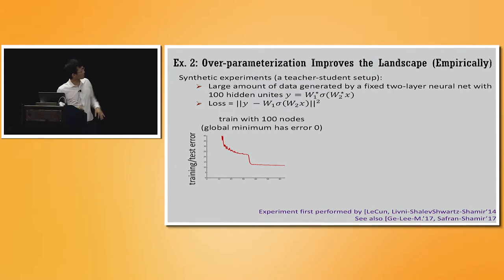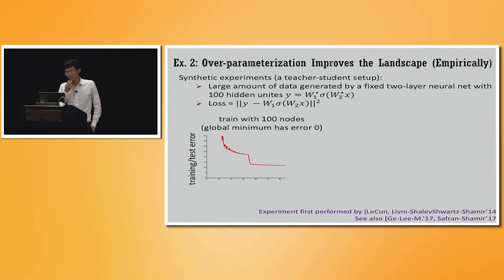Because we are using an almost infinite amount of data, training error and test error don't really differ, so I just draw one curve. We see that both the training and test error plateau after some point. You can tune this experiment more carefully, for example decrease the learning rate, but in any case, it plateaus.